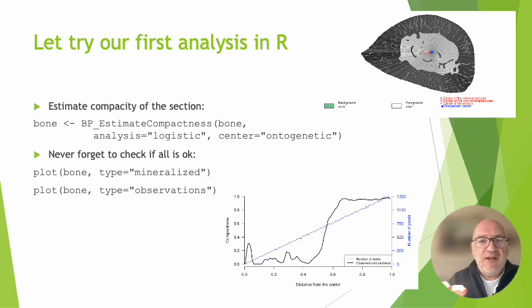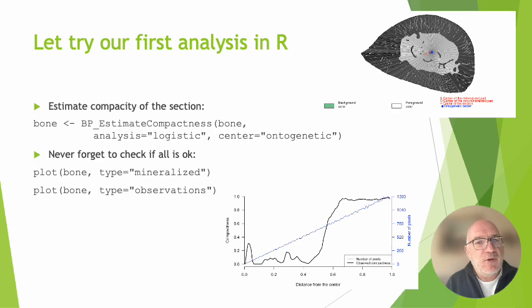So now we have read the image, we have detected the background, foreground, and the center, and we should estimate compactness with the function bp estimate compactness using the analysis logistic, which is the analysis we are working on, and we will use the ontogenic center as I described previously. Never forget to check that all is okay. Using plot type mineralized, you will see the top image, and you will see that the bone is correctly analyzed and interpreted.